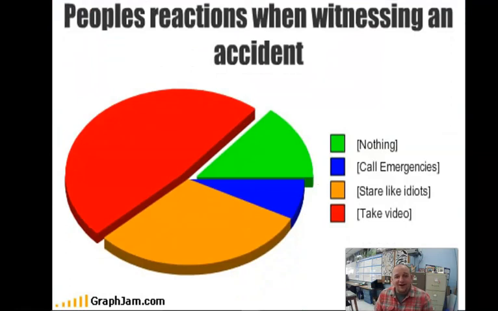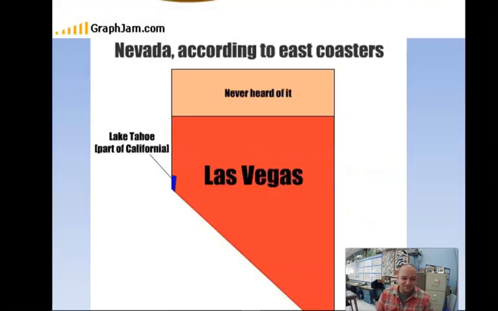Another fun one, in today's day and age, this graph is, of course, saying there's several responses when you see an accident or witness a problem. Most of the time, people take videos. Most frequently, people take videos. It's a little bit less than most of the time. A second most frequent response is they stare like idiots. Many people do nothing, but rarely do people actually do something.